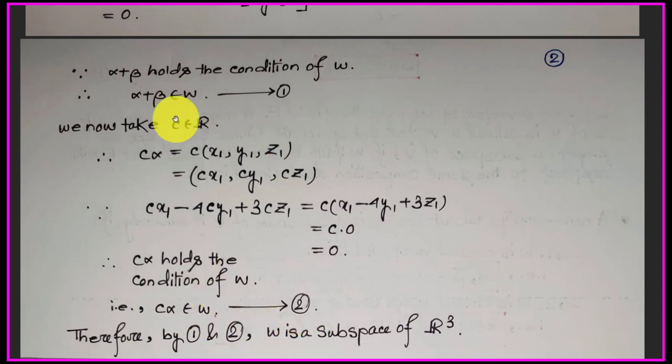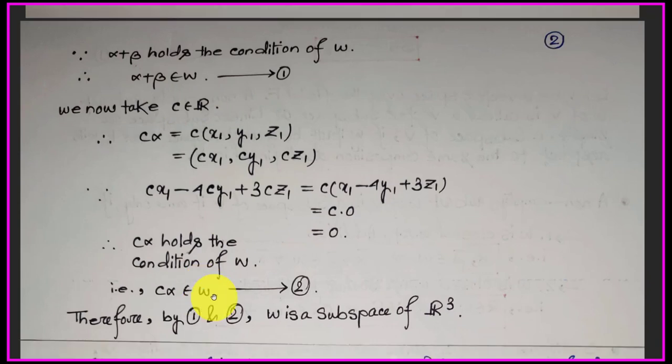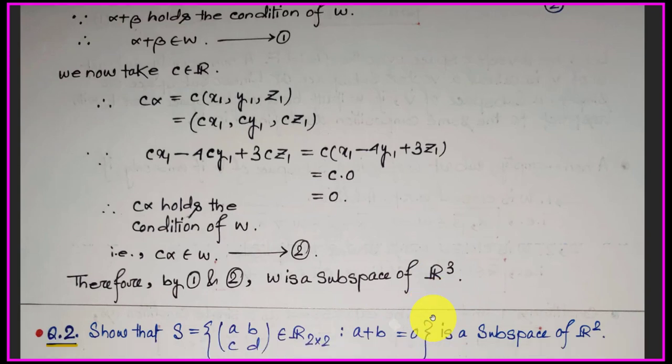So these two conditions are the conditions to be a subspace, and therefore we can conclude that by equations 1 and 2, W is a subspace of R3. So this is a very easy and interesting one.